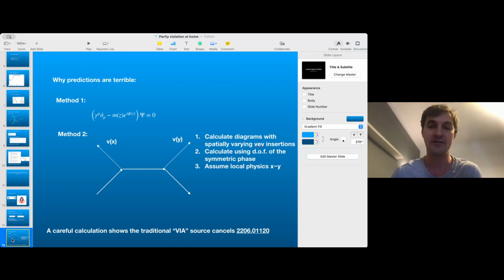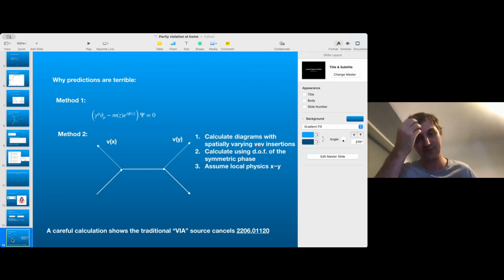The second way is you calculate diagrams, and you treat the bubble essentially as a perturbation, which you could just stick into vertices on these diagrams. And then you have to choose the degrees of freedom. So you make the reasoning that the degrees of freedom of the symmetric phase matter the most, because most of your baryon asymmetry is being produced just in front of the bubble wall, where your VEVs are small and you're basically close to the symmetric phase. And then you can assume some local physics, that all your interactions are happening really, really close.